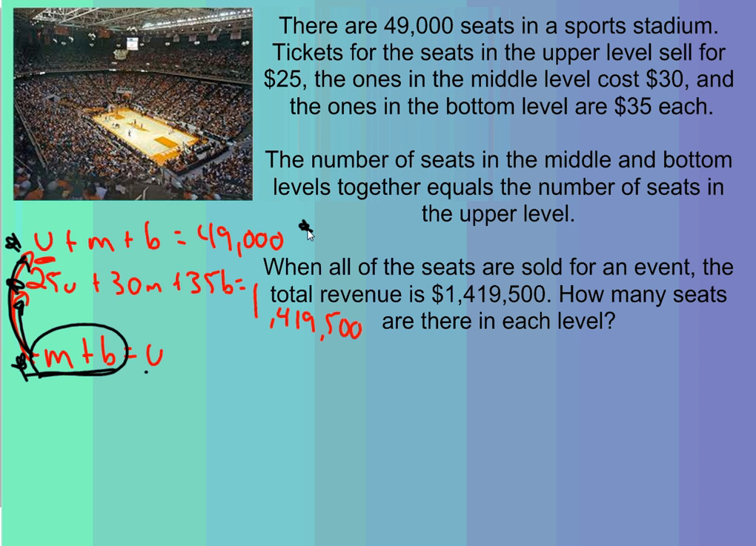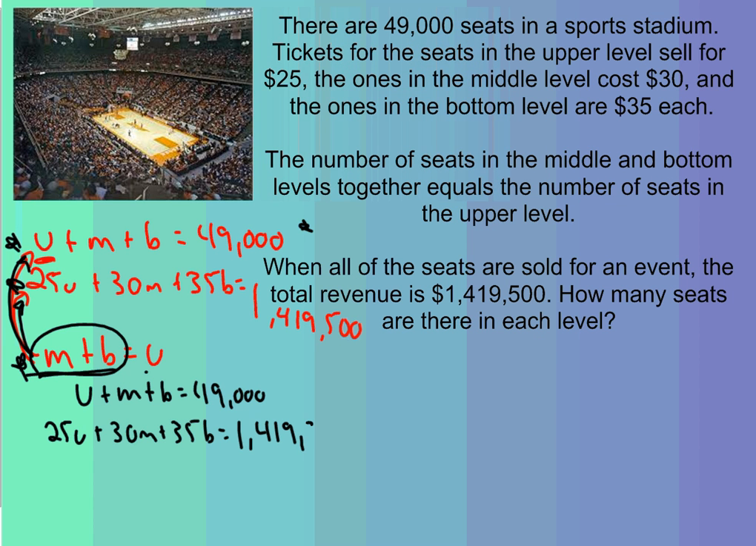Okay, so if I want to rewrite this as one system, that would be U plus M plus B equals 49,000. 25U plus 30M plus 35B equals 1,419,500. And then this last one, if I wanted to rewrite it all as one thing, that would be negative U plus M plus B equals 0. All right, that's just if I want the system of equations.